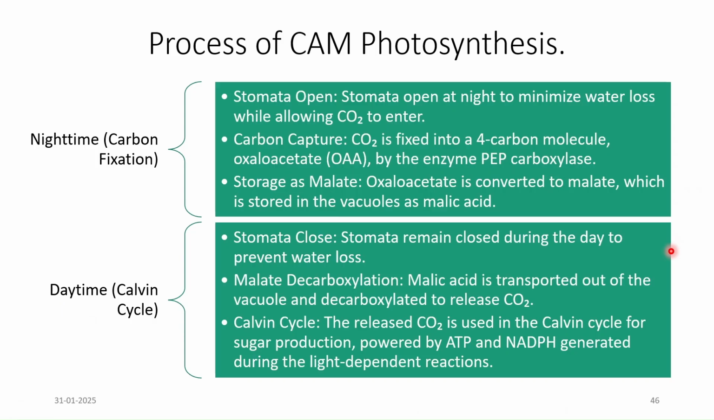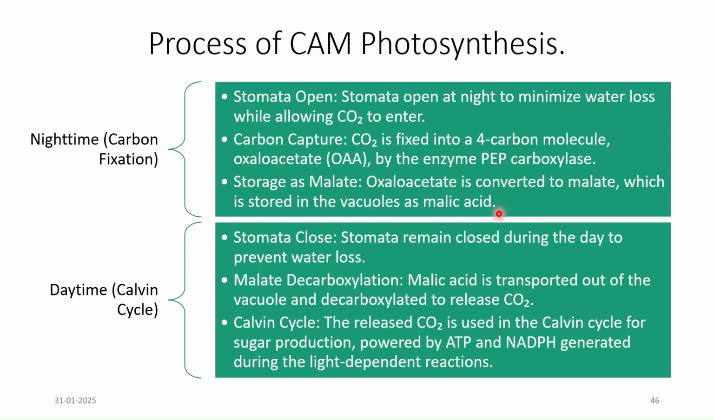Now, how does photosynthesis or the Calvin cycle happen? During the night time, like I said, stomata remain open and carbon dioxide enters. Now, when this carbon dioxide enters, it is not stored just like carbon dioxide. It is converted to oxaloacetate by the enzyme PEP carboxylase, and then oxaloacetate gets converted to malate. Malate will then be stored in the vacuole of the cell as malic acid.